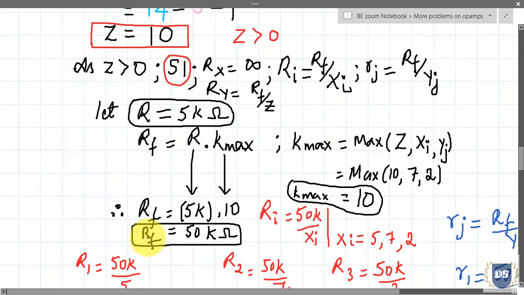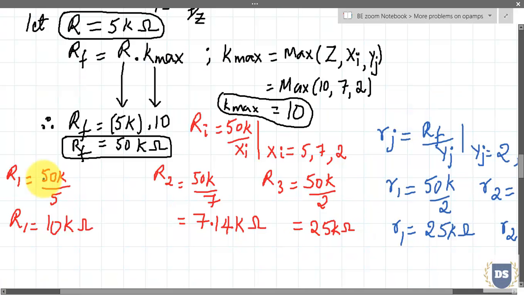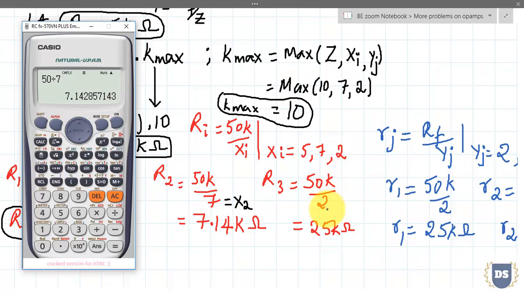After finding Rf, I can easily go for the input resistances associated with the non-inverting input terminal as well as the resistances associated with the inverting input terminal, Rj. So my R1 value will be equal to 50k divided by 5, that which is our very first quotient, or the value equal to x1. So the value of capital R1 is equal to 10 kilo ohm. In a similar way, for R2, 7 is the x2 value. In a similar way, if I substitute the last value of xi, that is 2, I'll get it as 25 kilo ohm.